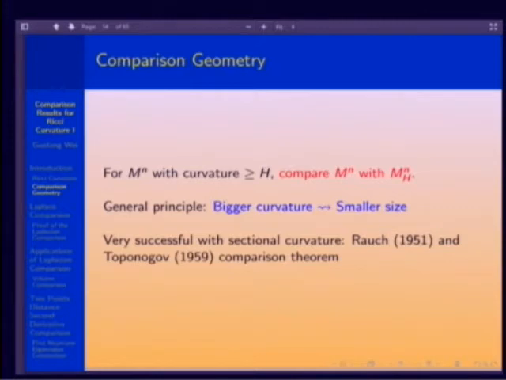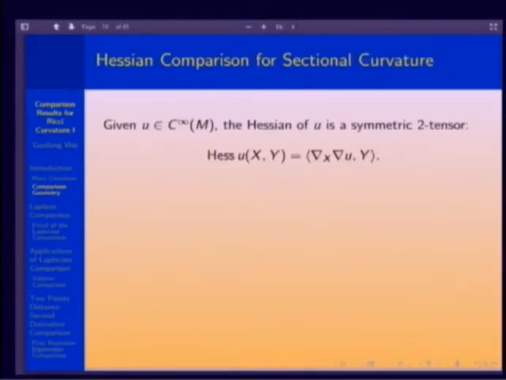for my comparison, we want to focus on Ricci curvature in this case. I want to introduce another infinitesimal version of the comparison. Take one more derivative, and that's the so-called Hessian comparison. So this is still for sectional curvature. Hopefully, it relates to the previous talk.